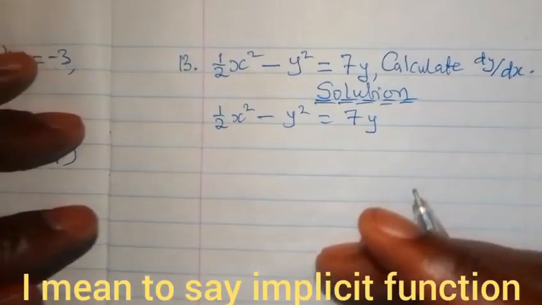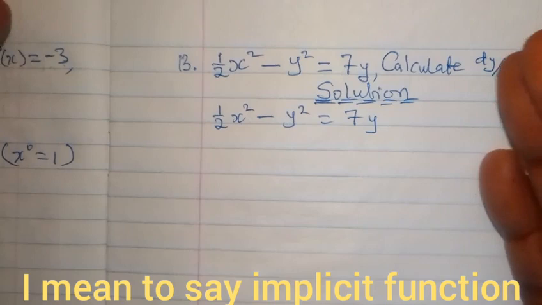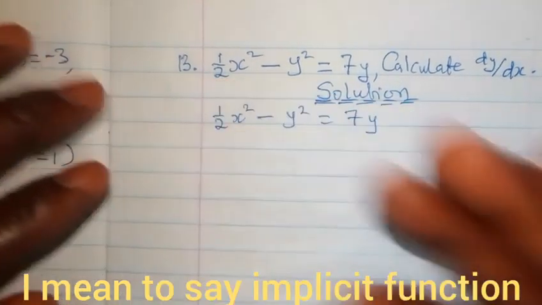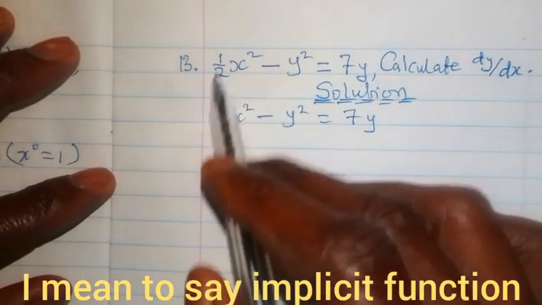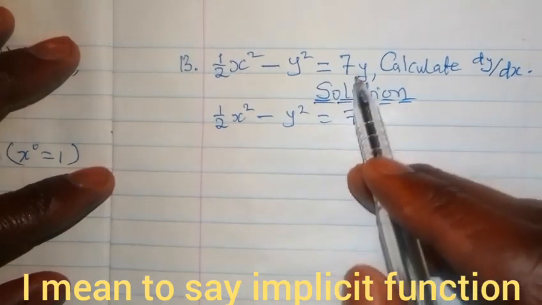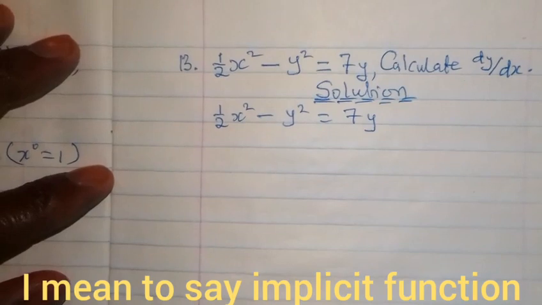You are welcome again to this tutorial question under the elementary differential and integral calculus. We are now in question number 13. We are given the equation: half of x squared minus y squared equals 7y. Then we are asked to find dy/dx.